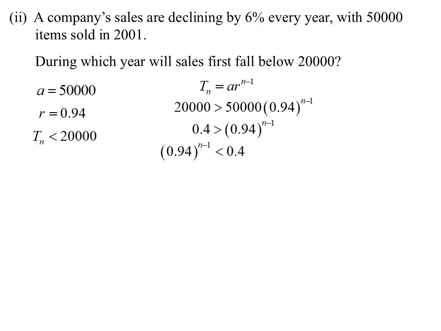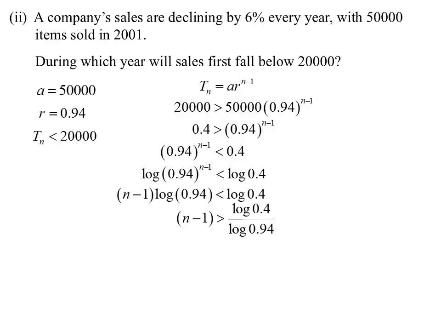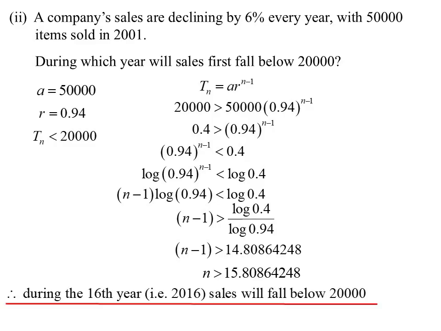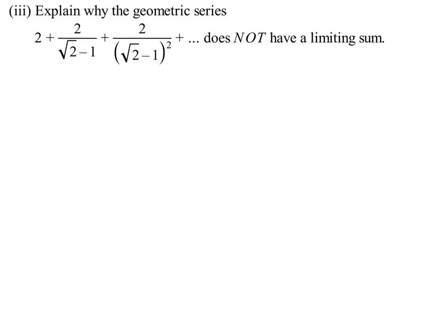So let's plug it in, and we've got the exponential inequality to solve. Play around with it. Now, logs will get that power out of there. And of course we always remember if you're dividing by a log of a number that's less than 1, that's actually a negative number. So we flip the sign and we get n has to be bigger than 15.8, therefore it happened in the 16th year. So 2016.